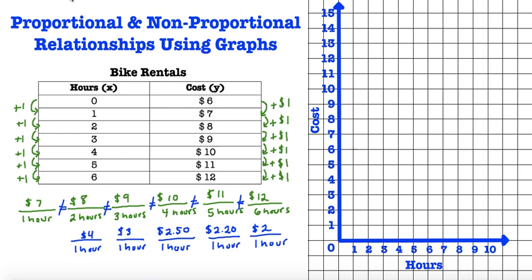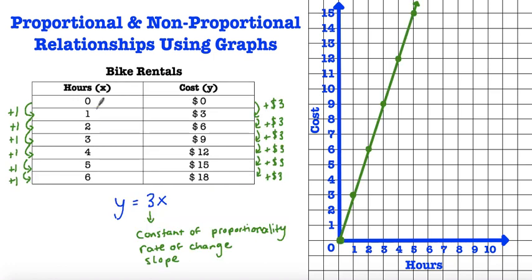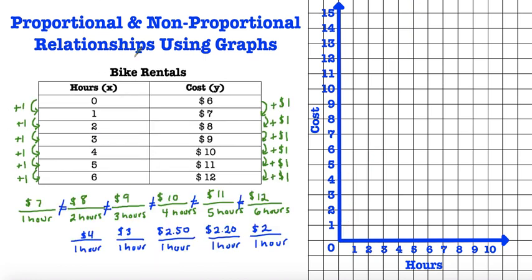So if we go back to our previous example, it starts at 0, 0, making all of these rates equivalent because it increases $3 per hour. But because this one started at 0, 6, these rates are not equivalent. So even though it may be $1 per hour, this is not a proportional relationship.